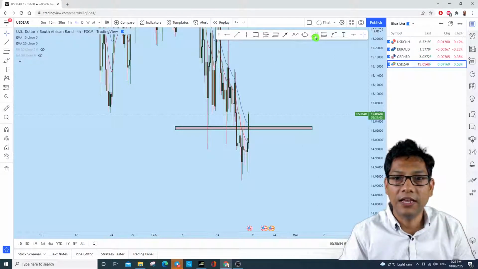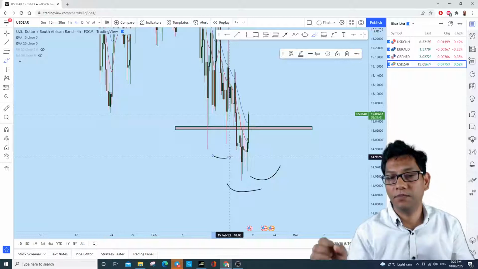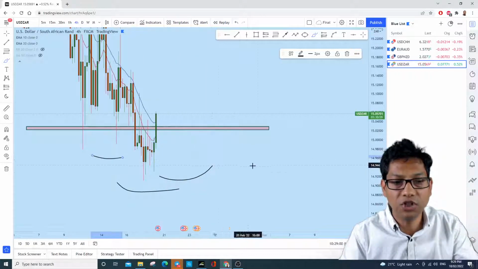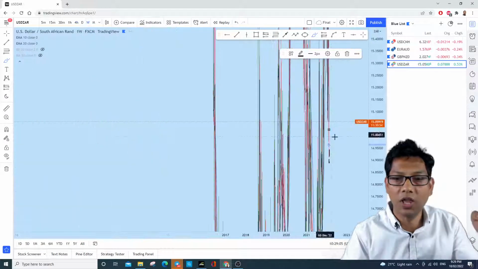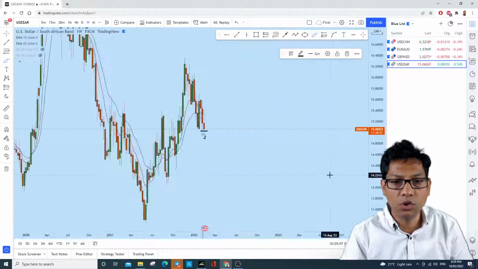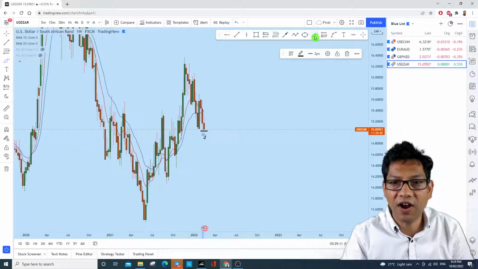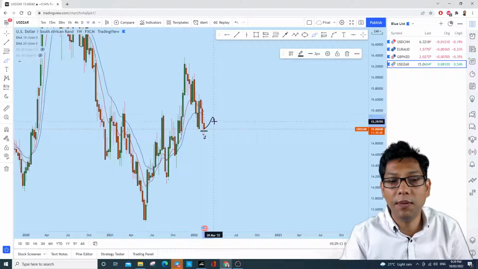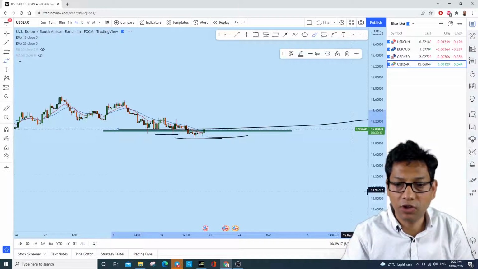USDJPY has created an inverted head and shoulder. Now when you see an inverted head and shoulder, this is overall an uptrending market. If you go to the higher time frame on the weekly, you see that this is an uptrending market, and we might see a further move to the upside or maybe a deep retracement. So this is the weekly chart, as we trade on the 4 hour.